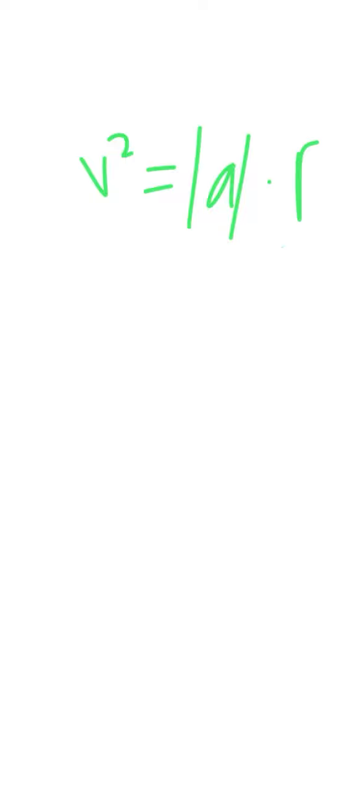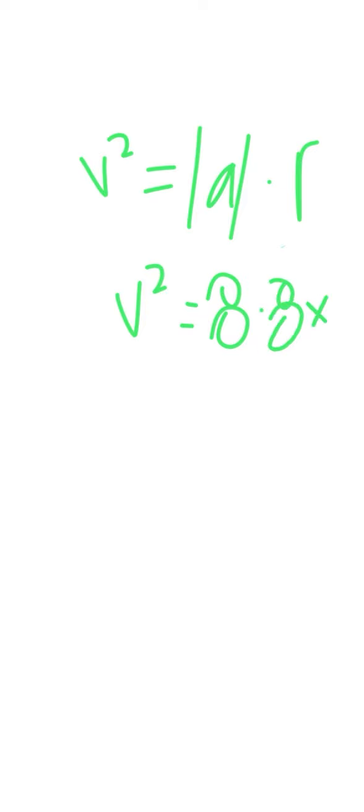Okay, now that we have our unit in meters, we can start finding the velocity of the satellite that's orbiting around Earth. So we're going to use this equation: v squared equals magnitude of a times r. Now, we know that the magnitude of a is equal to 8 times 8 times 10 to the 6th meters.